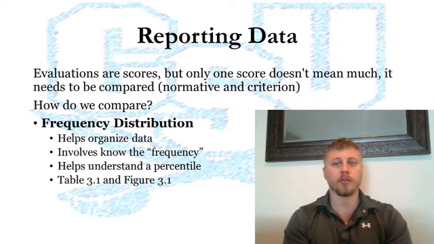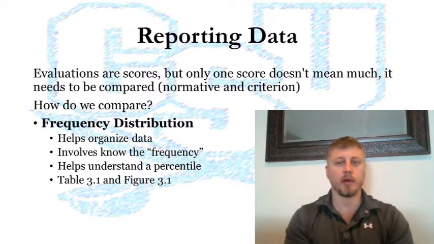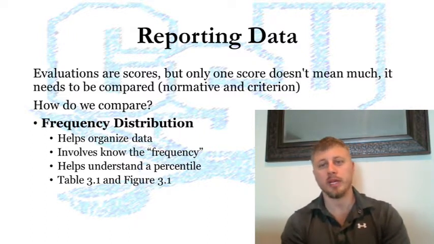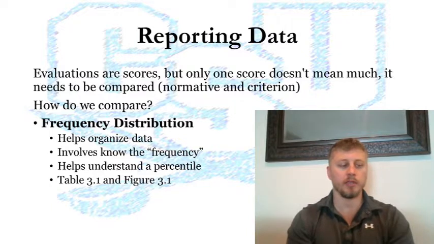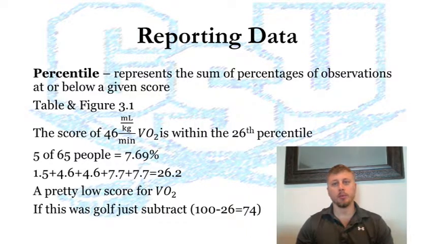So evaluations are scores, but only one score doesn't mean much. It needs to be compared. So again, normative and criterion-based comparisons. How do we compare? We use a frequency distribution to do so. So again, in reporting data, I briefly talked about percentile and percents. So let's distinguish the two.